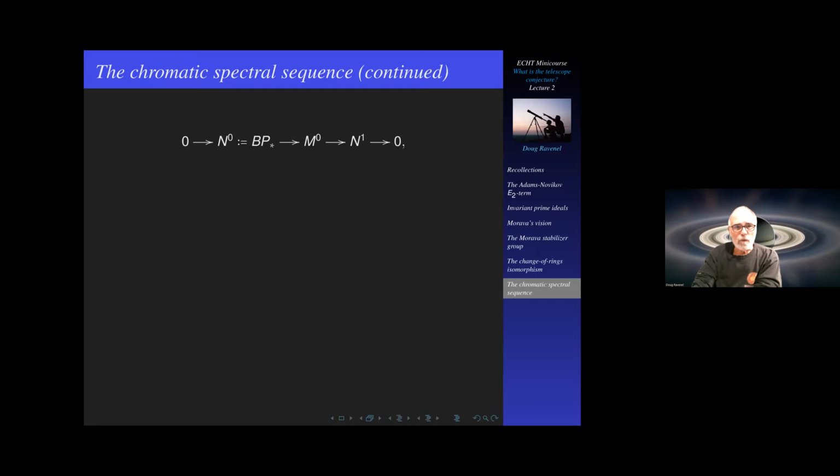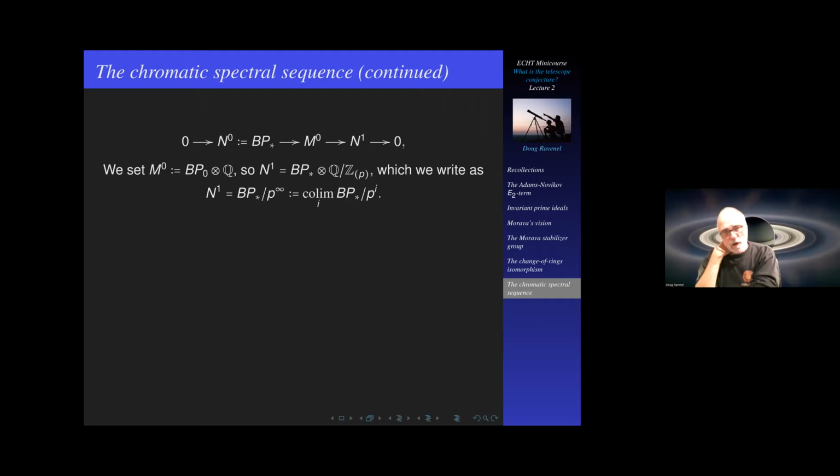Okay, so what is this one? So I'm going to talk about the first of these short exact sequences. So M upper 0 is defined to be BP star tensored with Q. You just tensor with Q. In other words, you invert p. So we're looking at the map from BP star into its tensor product with the rationals. And then the quotient is the tensor product of BP star with Q mod Z_(p), the p-local integers, or Q mod Z localized at p.